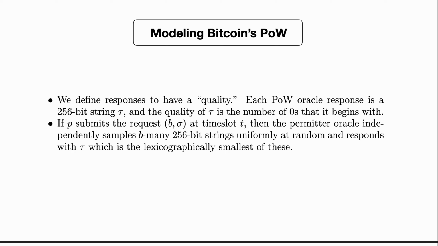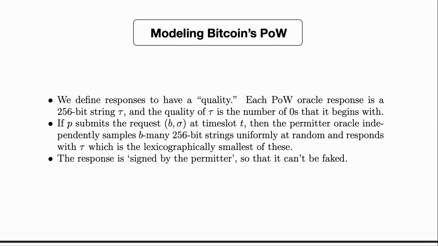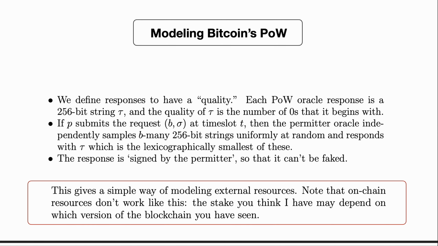So here's how the permitter function works. If P submits the request (B, sigma) at time slot T, the permitter oracle independently samples B many 256-bit strings uniformly at random, and responds with tau, which is the lexicographically smallest of these. You could think of the response as being signed by the permitter, so they can't be faked. So that gives us a simple way of modeling external resources. Again, for the details, I encourage you to look into the specifics in the paper.